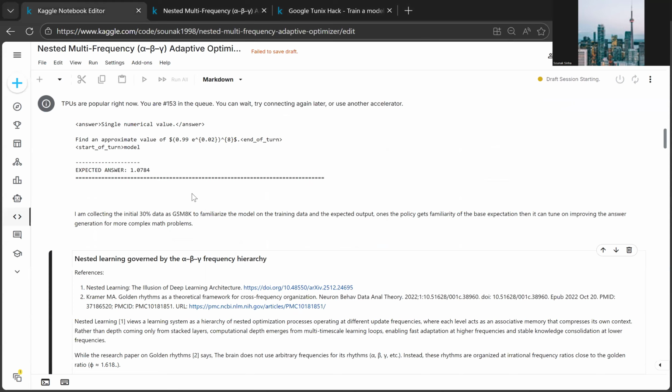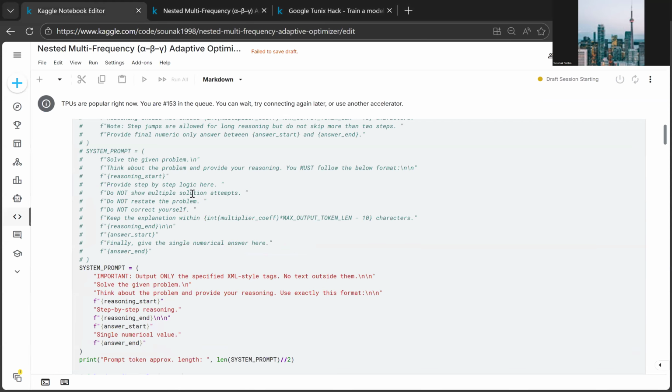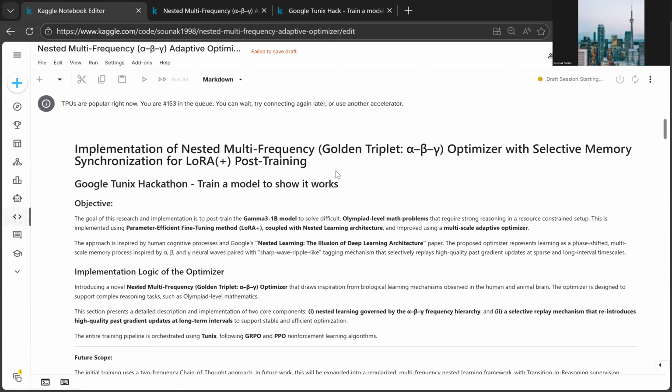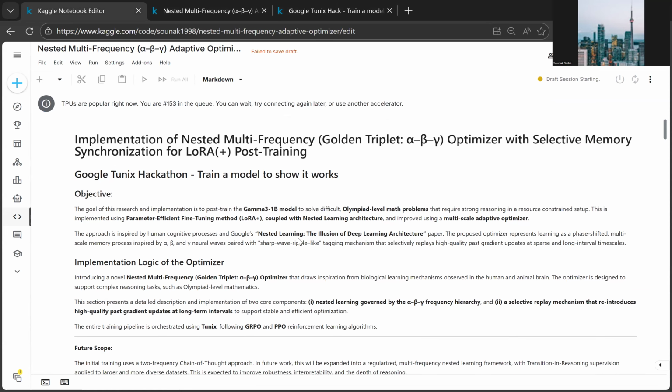Okay, so this is the implementation of a novel optimizer, which is based on three different concepts. One is nested learning, another is golden triplet, and the other is selective memory synchronization. And it is implemented with a LoRa Plus architecture using the Google Tunix.